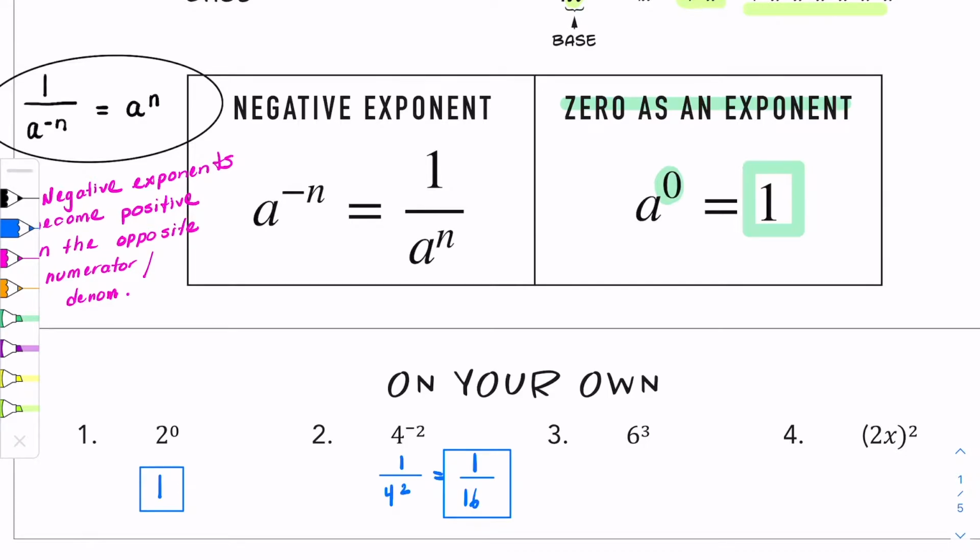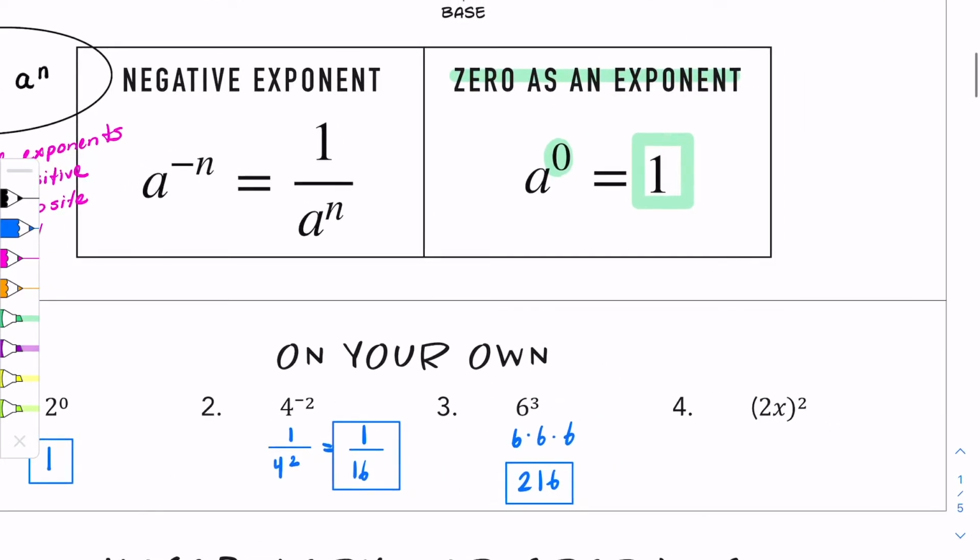Number 3 is telling you to use the base of 6 3 times. So 6 times 6 times 6 is 216. And number 4 is telling you to use the base of 2x twice. So 2x times 2x, which is the same thing as 2 times 2, or 4, and x times x, which is x squared.